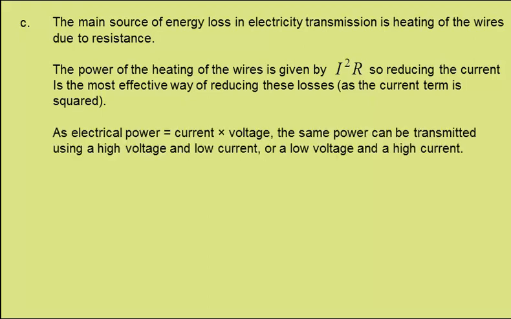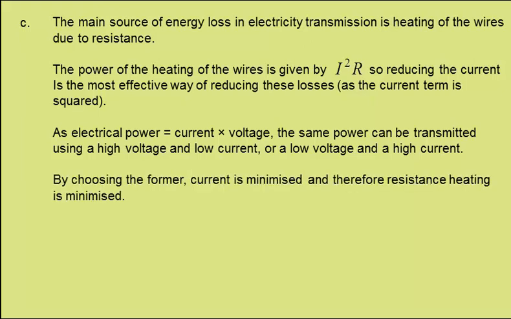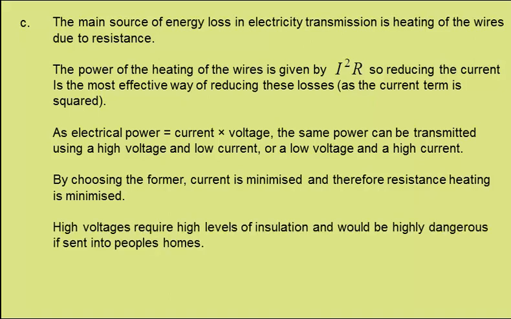As electrical power is equal to current times voltage, the same power can be transmitted using a high voltage and a low current, or a low voltage and a high current. By choosing the former, current is minimized, therefore resistance heating is minimized. High voltages require high levels of insulation and would be highly dangerous if sent into people's homes.